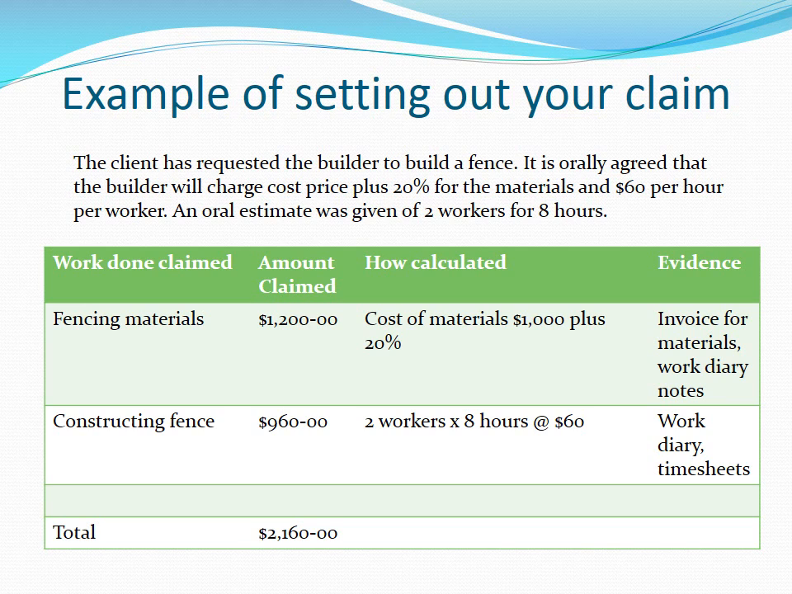The second component is constructing the fence. The amount claimed is $960. It's been calculated by 2 workers at 8 hours at $60 per hour. The evidence is work diary and timesheets, the total being $2,160.